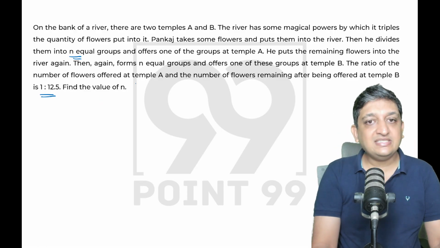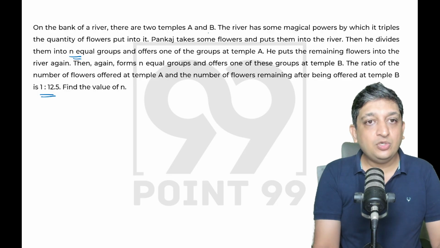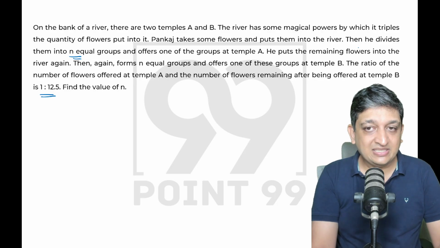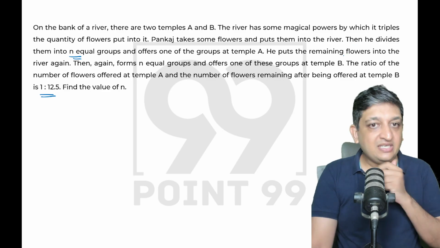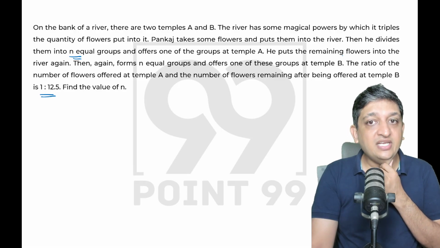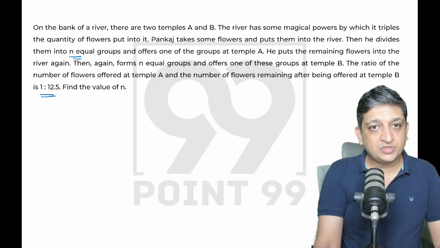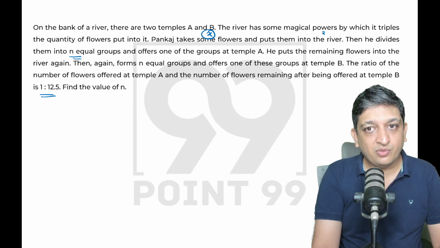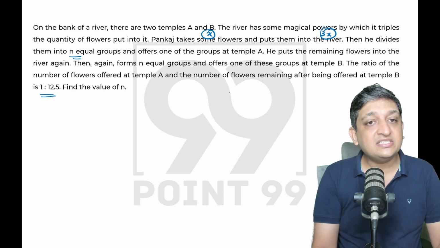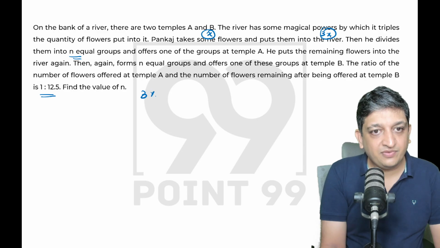So the first thing I have to understand here is there are 2 temples A and B. Fine. The river has some magical powers. Great. It triples the quantity of flowers put into it. Now if Pankaj takes some flowers and puts them into the river, then he divides them into n equal groups. So let's say Pankaj takes x flowers and puts them into the river. What happens to the flowers? It becomes 3x. So now Pankaj has 3x flowers with him.